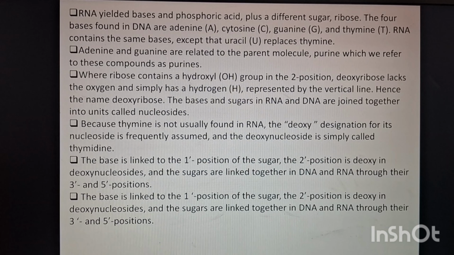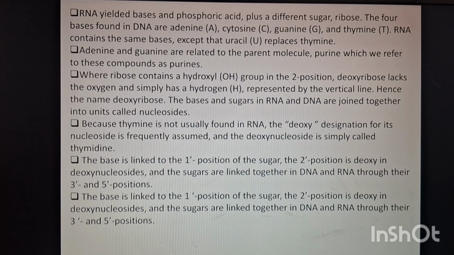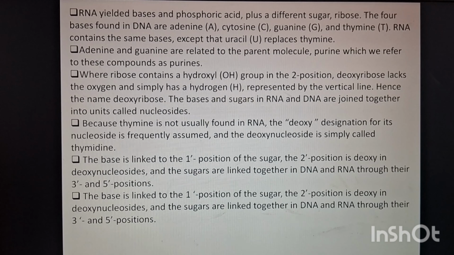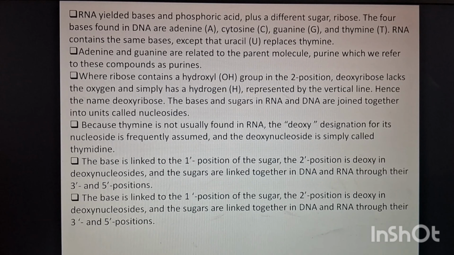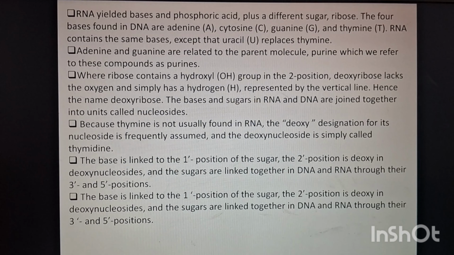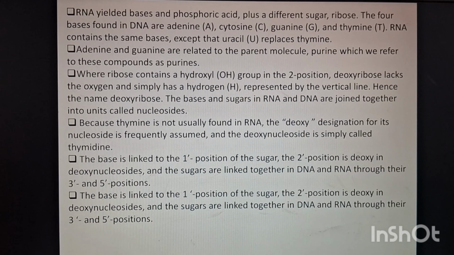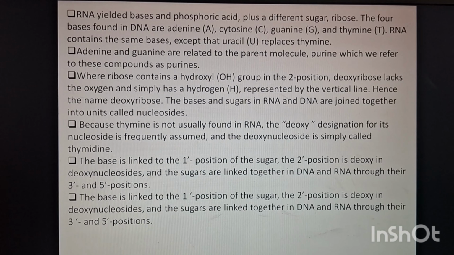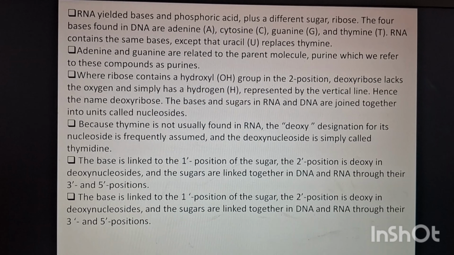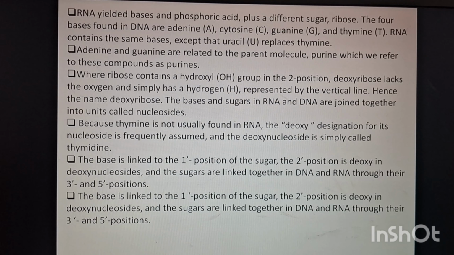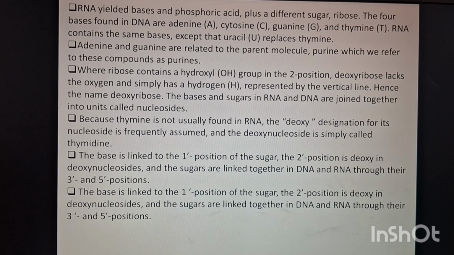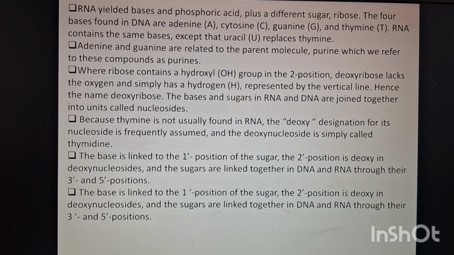The bases and sugars in RNA and DNA are joined together into units called nucleosides. Because thymine is not usually found in RNA, the deoxy designation for its nucleoside is frequently assumed, and the deoxynucleoside is simply called thymidine. Next, the base is linked to the 1' position of the sugar and the 2' position is deoxy in deoxynucleosides, and the sugars are linked together in DNA and RNA through their 3' and 5' positions.